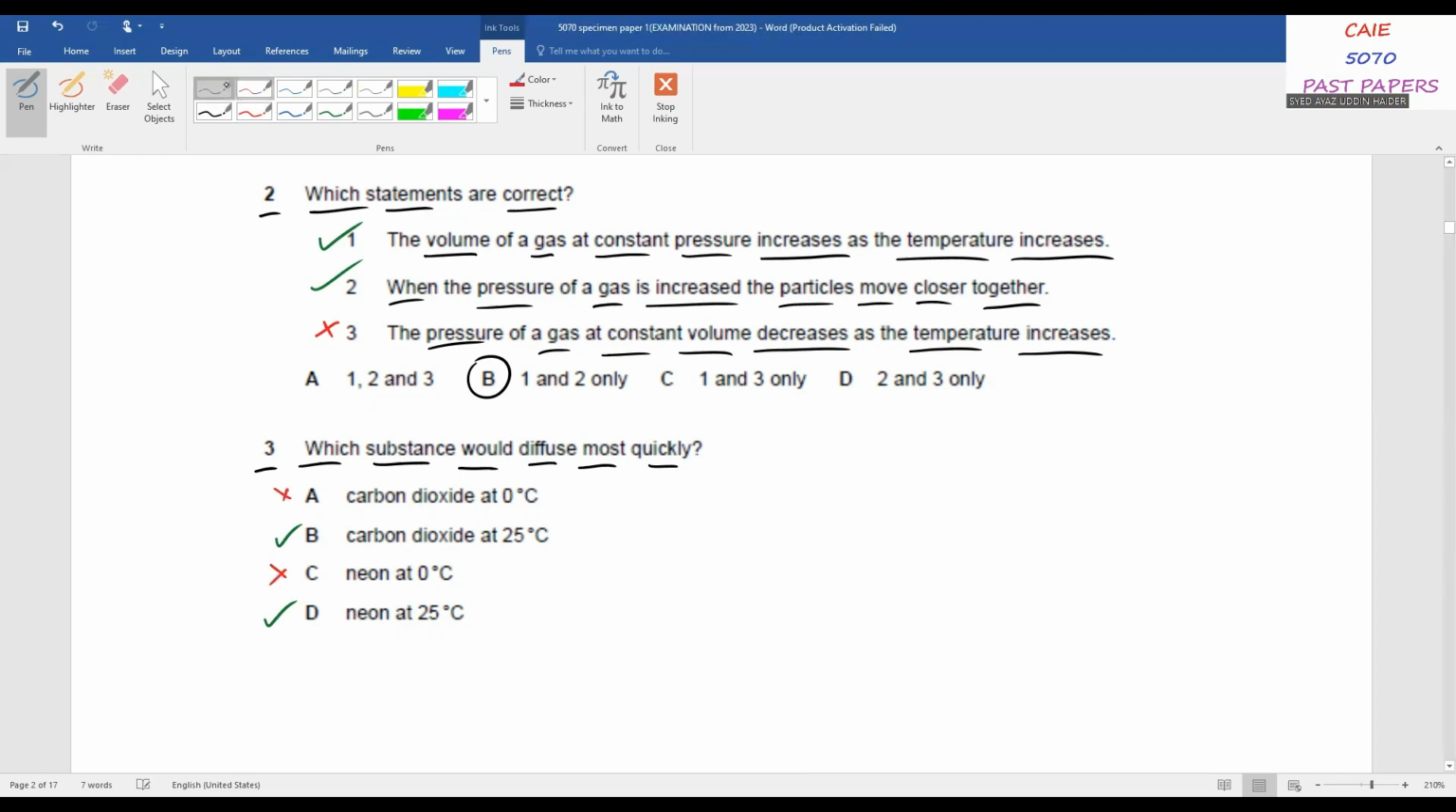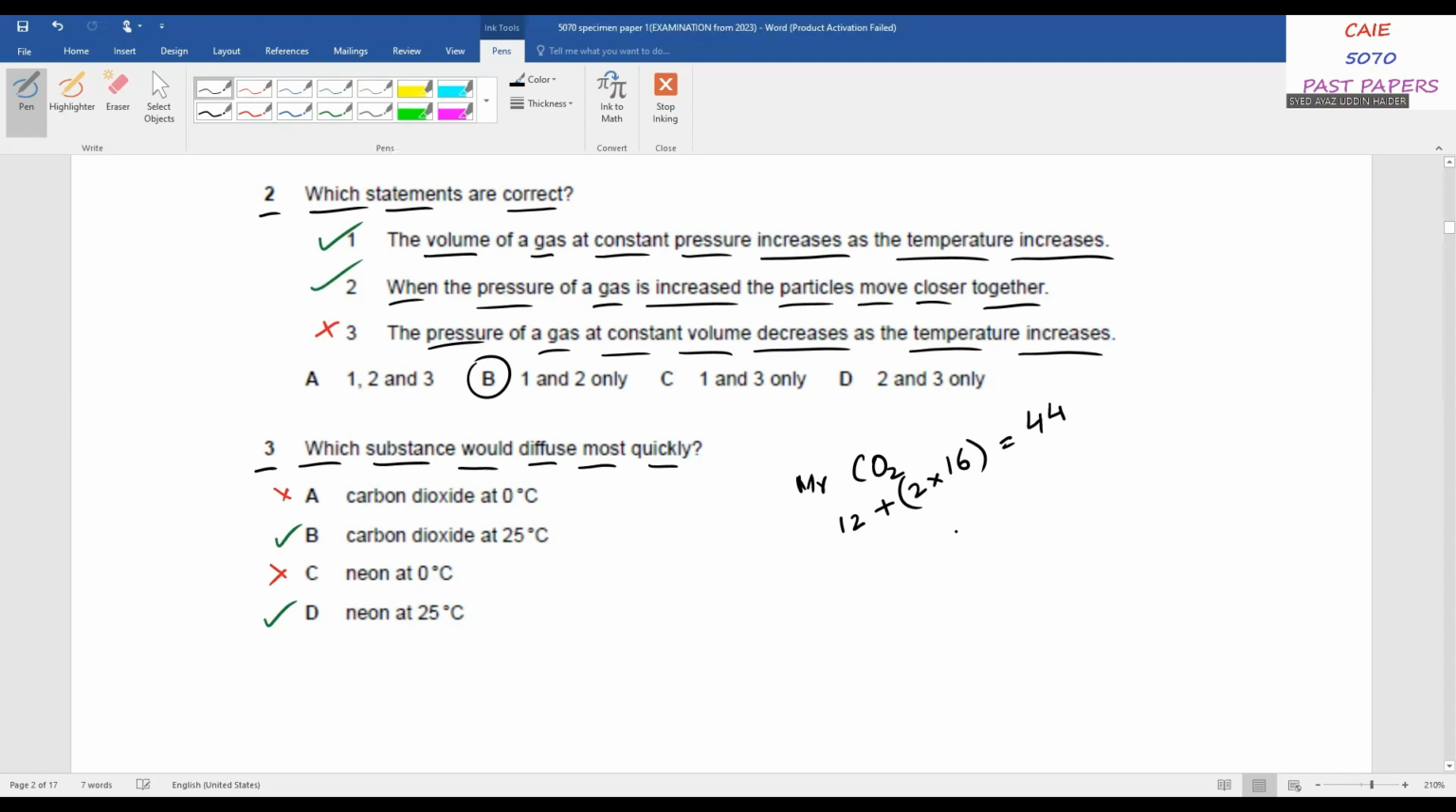Now what we will do, we will calculate the Mr and Ar. We have Mr of carbon dioxide. We know the nucleon number of carbon is 12, and we have two atoms of oxygen. The nucleon number of oxygen is 16, or mass. You can say mass or nucleon number. So if you add this, you will get 44.